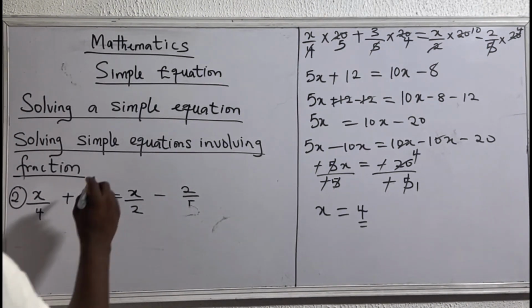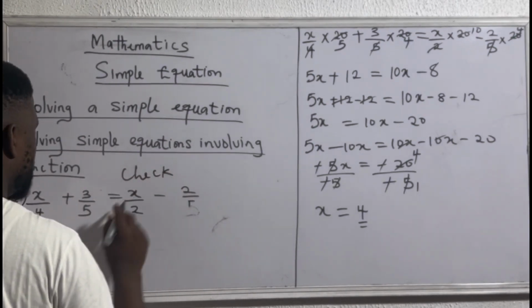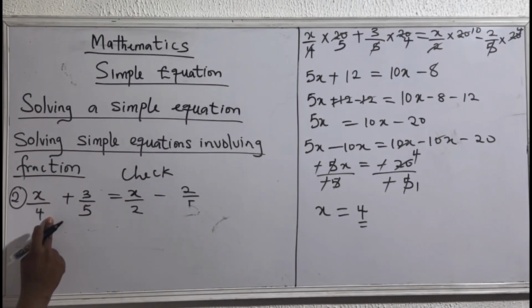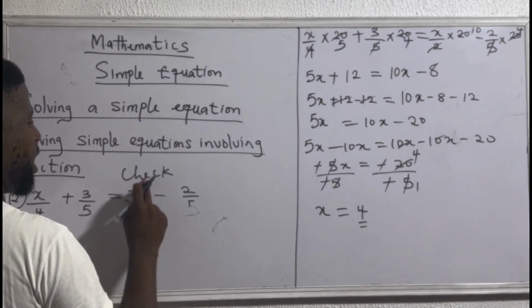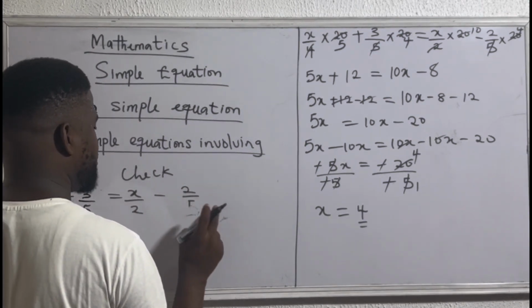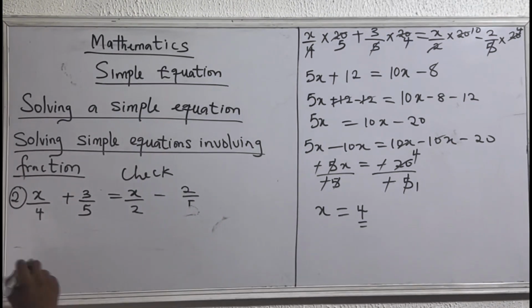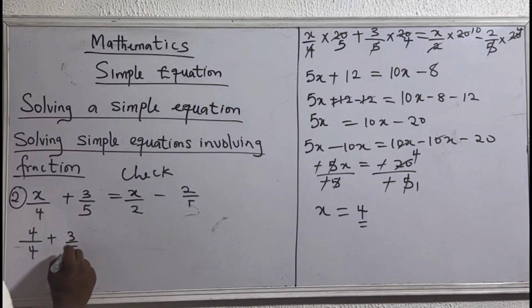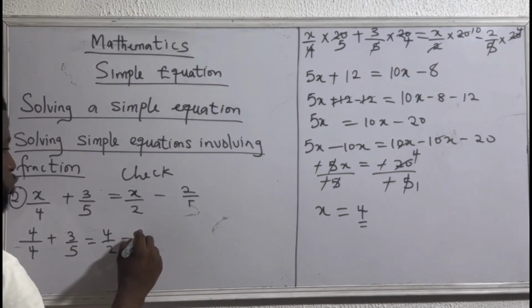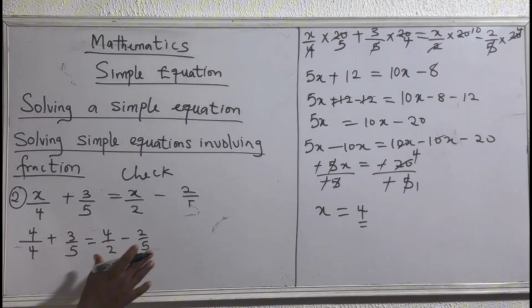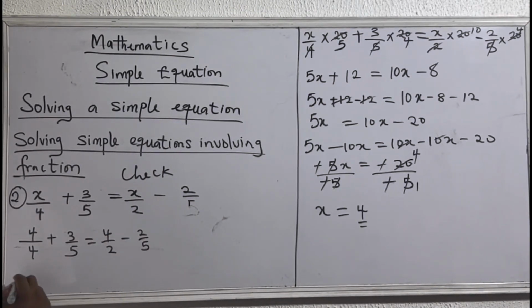Okay, now, to check, we have x over 4 plus 3 over 5 on the left-hand side equal to x over 2 minus 2 over 5 on the right-hand side. Our x is what? 4. So we have 4 over 4 plus 3 over 5 on the left-hand side equal to 4 over 2 minus 2 over 5 on the what? Right-hand side. Let's go ahead and find the LCM.